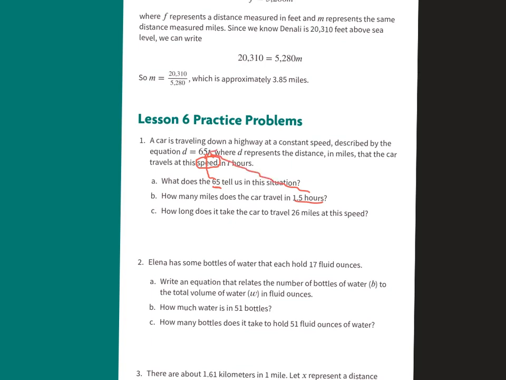How many miles does a car travel in 1.5 hours? Well, 1.5 hours is time. So I'm going to go 65 times 1.5. And then how long does it take to travel 26 miles? Well, I'm going to use 26 as the distance here, and then I'm going to divide by 65.